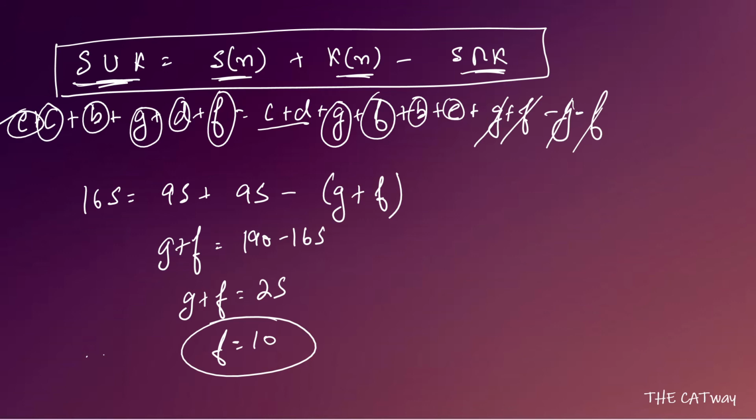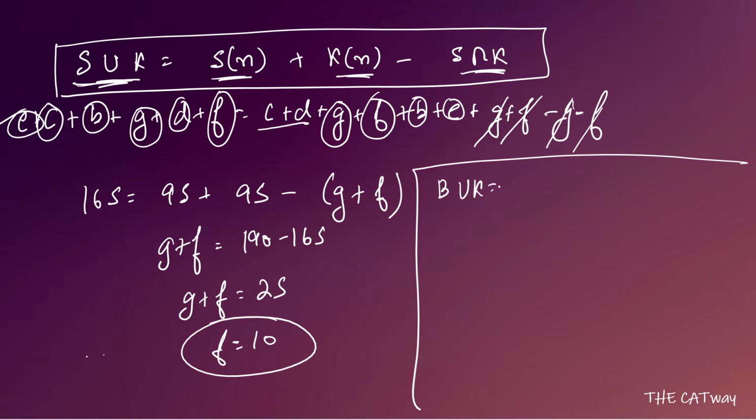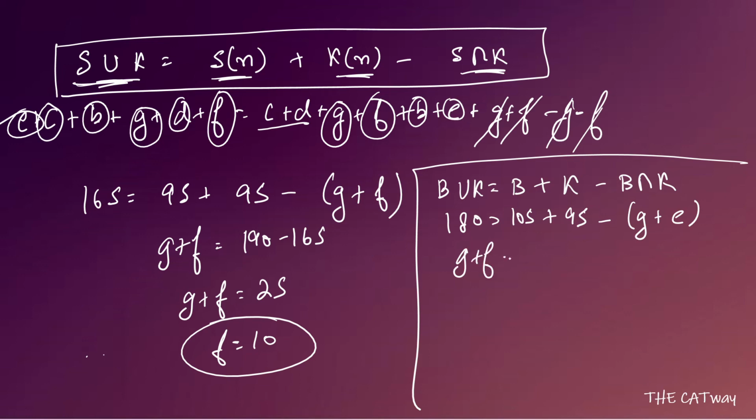Here what we are going to do is, Badri union Kedar is going to be Badri plus Kedar minus Badri intersection Kedar. Badri union Kedar we have been given as 180, Badri we have been given as 105, and Kedar is 95. Minus it is G plus E. So G plus E will go this side and it will be 20. So if it is 20, sorry, this is not F, this is E. So E will come out to be 5 because G is 15.